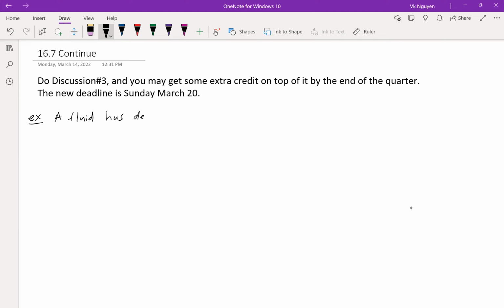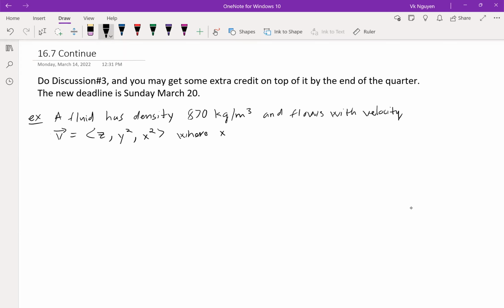Has density 870 kilogram per cubic meter and flow with velocity V equal z y square x square, where x, y, z are in meter, and V in meter per second.